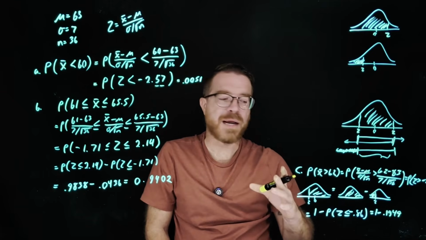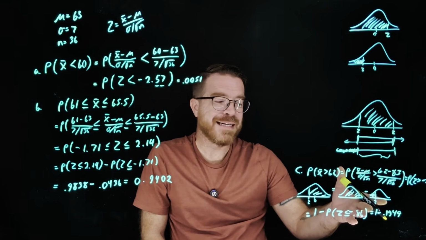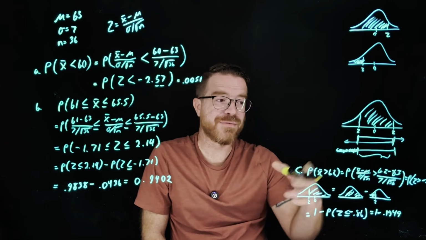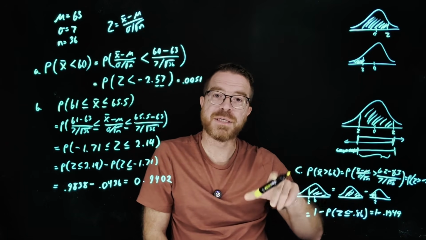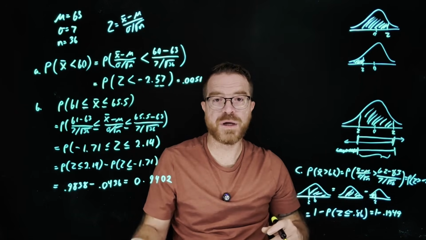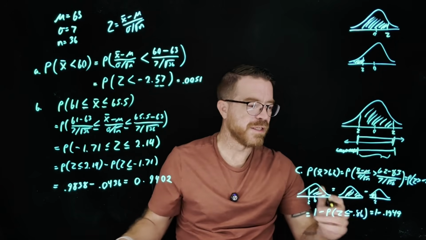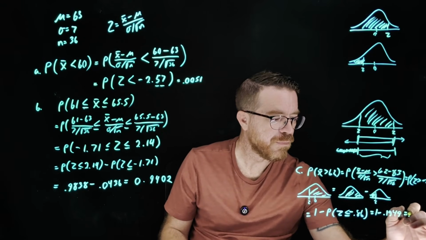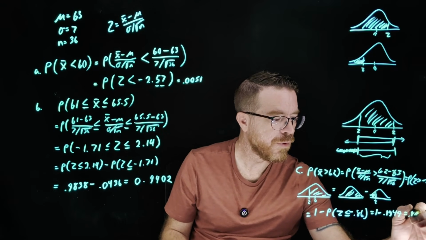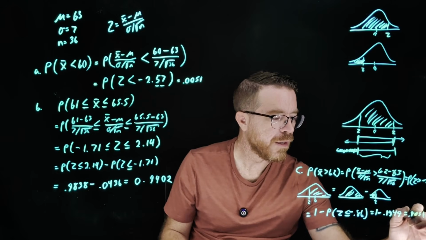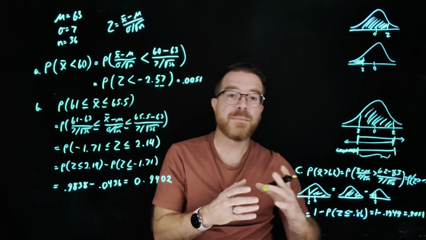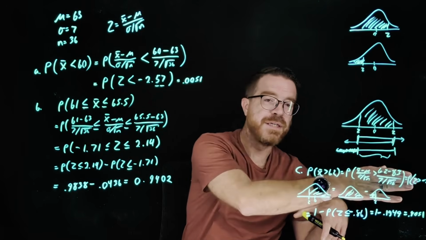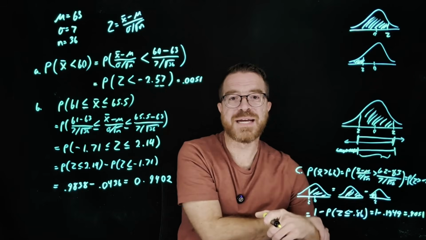But I'm not done yet, right? Because if we look at it, that's the probability to the left of my z value, but I need to get the probability to the right. So I need to subtract this from 1. Actually I don't need this: 1 minus 0.1949, which is going to be equal to 0.8051. And that's our probability to the right of the z value of -0.86.